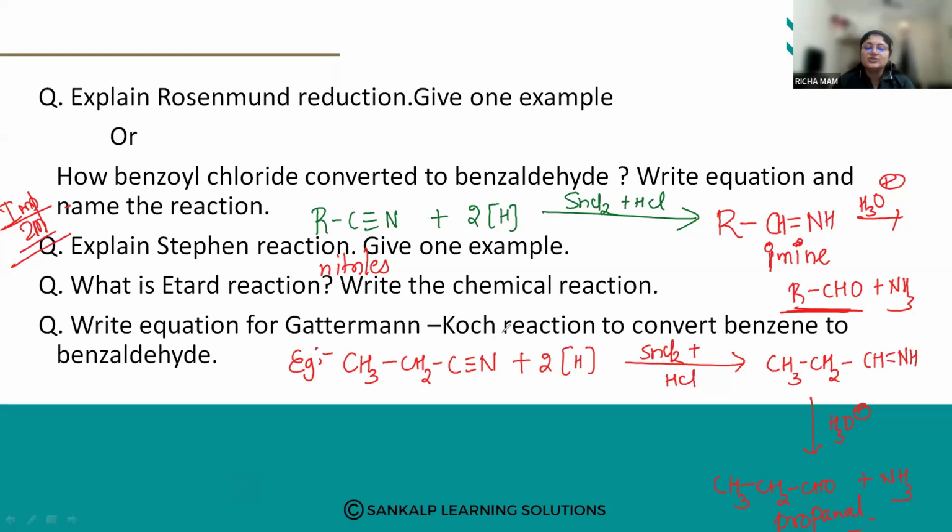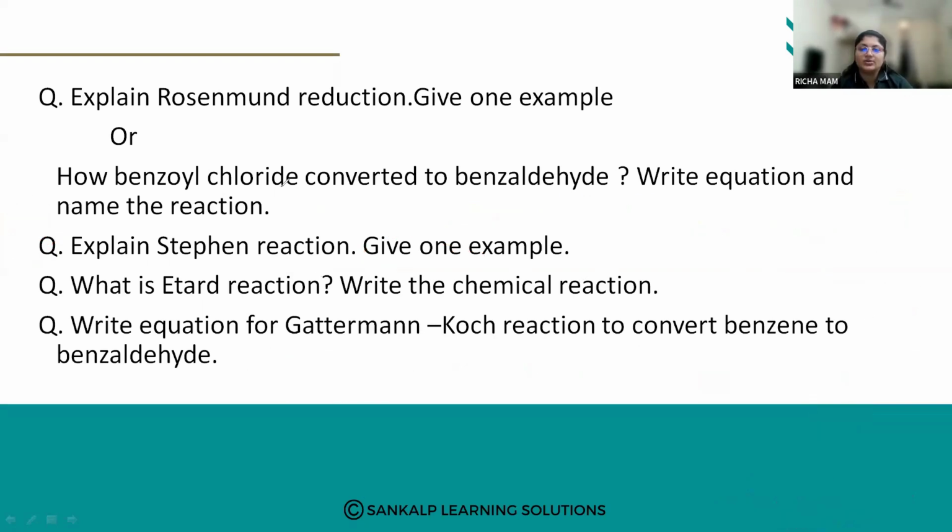Give an example. Nitriles on reduction with stannous chloride in the presence of hydrochloric acid will give you imine, which on hydrolysis will give you aldehyde. So, like this explanation, then one general equation. This is the general equation, and this is the example. I hope you have got it. So we have completed Rosenmund and Stephen.